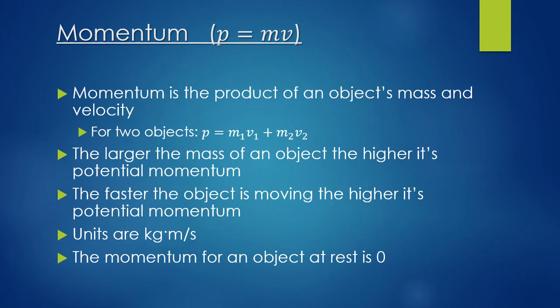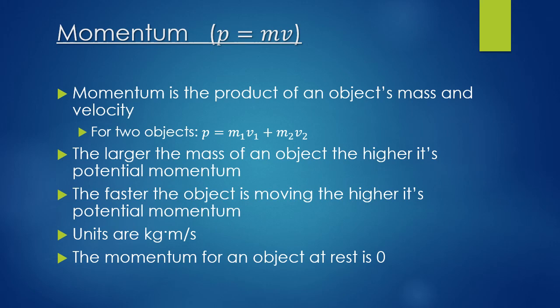To calculate momentum, we're going to be using the following equation, P equal to mv. So P is the variable representing momentum, m is representing mass, and v is representing the velocity, since momentum, we just said, is dependent upon the object's mass and the object's velocity. The larger the mass of an object, the higher its potential momentum. Also, the faster the object's going, so the higher its velocity, the higher its potential momentum.